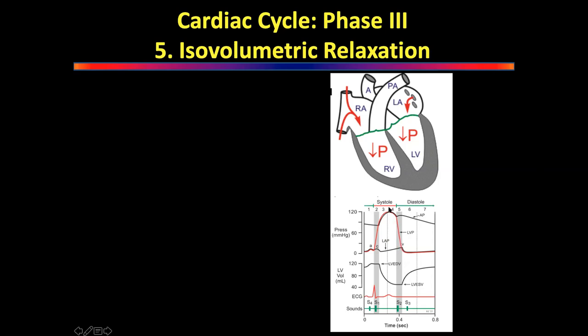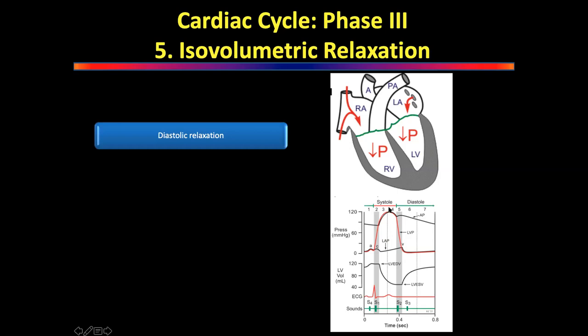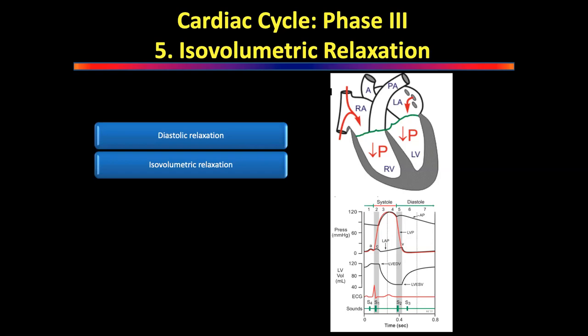Phase 5 is isovolumetric relaxation, which means we have entered into diastole. So phase two, three, and four was systole, because that's when the muscle was contracting. Phase 5 is diastole. We have started diastole. The aortic valve has closed.